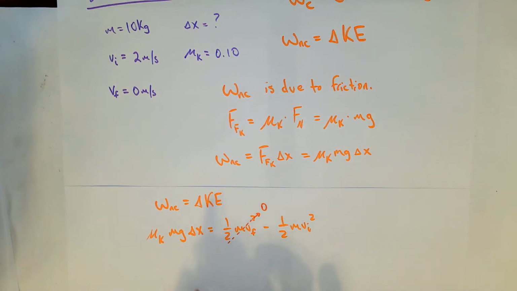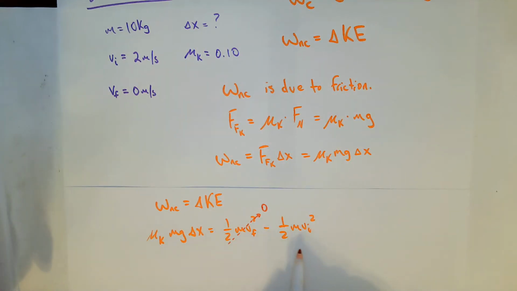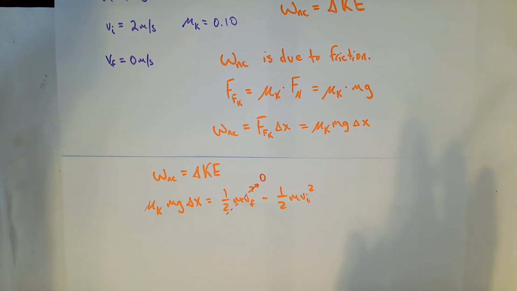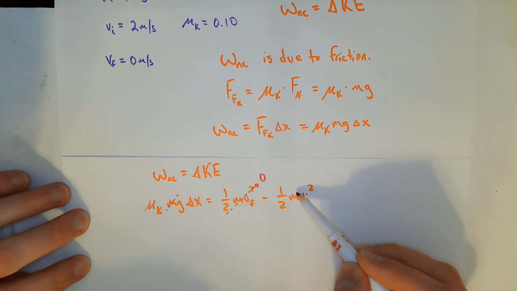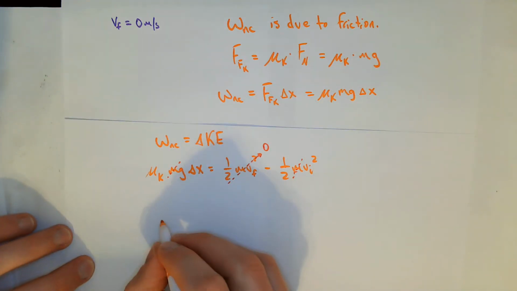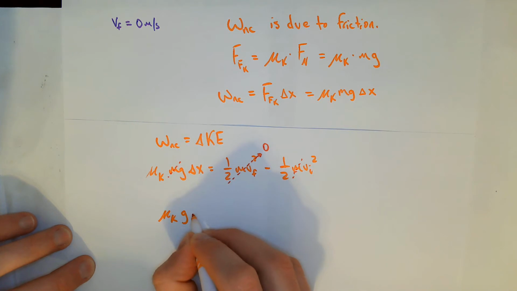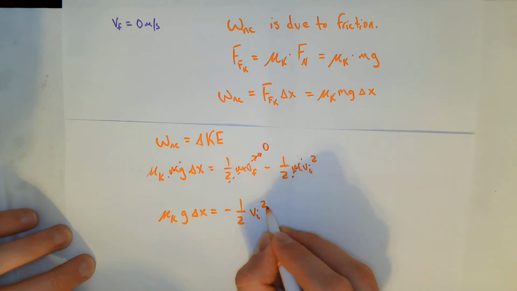Also, note that m is in all of these terms. Well, this one's gone, so it doesn't matter anymore anyway, but m is in both of the leftover terms, so m just divides out. You'll see that happening a lot: m doesn't matter nearly as much as you think it would. You don't have to notice that, it'll come out nicely if you do your math right even if you plug in m, but it's nice to notice up top because it cleans up your equations. So mu sub k g delta x, what do I have left? It's equal to negative v initial squared.